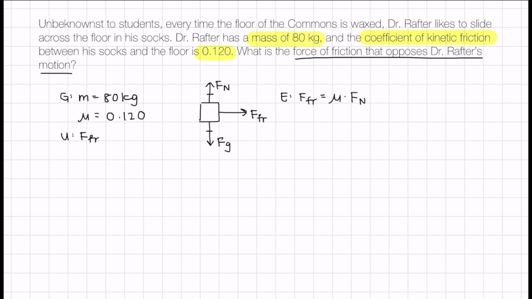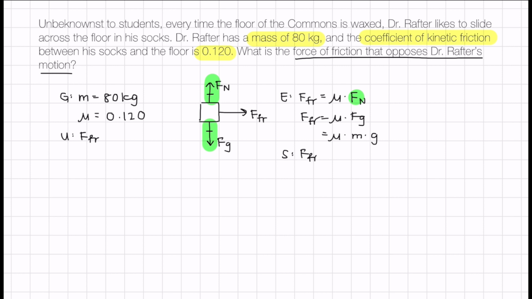Just like last time, we know that the normal force is equal in magnitude to the force of gravity. So I can replace that normal force with the force of gravity. In other words, I can say that it's equal to mu times mass times acceleration due to gravity. Again, we're just going to be focusing on the magnitude of gravity and not the direction, because we can just refer back to our free body diagram for direction in the end.